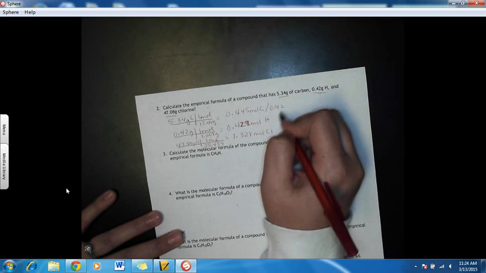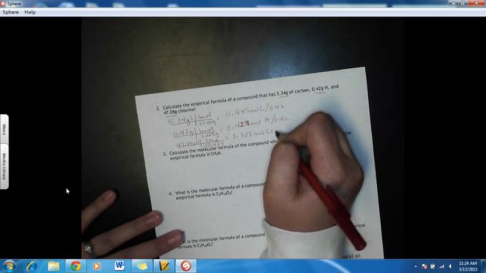Next we divide by small. So what's the smallest number of moles? So we'll divide by 0.42. 0.445 divided by 0.42 gives us 1.0, and then we have 0.42 divided by 0.42 is 1, and we have 1.328 divided by 0.42, and that gives us a 3.2.